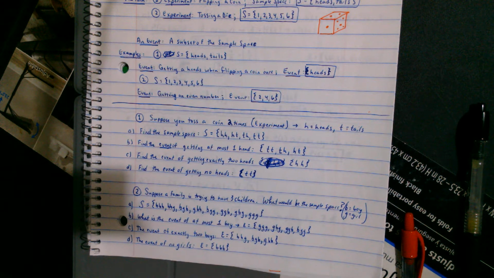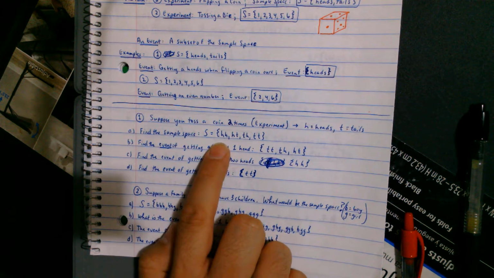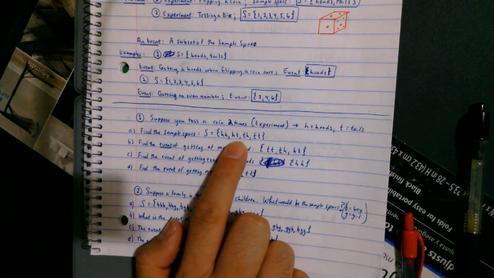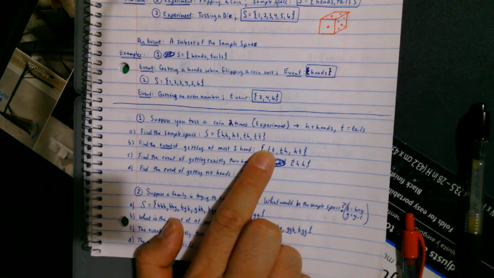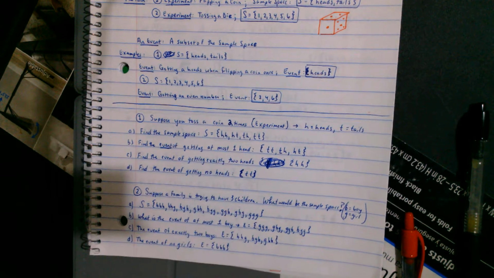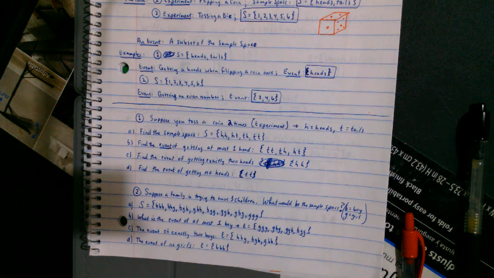Okay? So suppose you toss a coin twice. That's your experiment. Now you can get H for heads or T for tails. So the sample space, you're either going to get heads, heads, heads, tails, tails, heads, or tails, tails. Those are the only 4 outcomes you can get if you toss a coin twice and record the results.